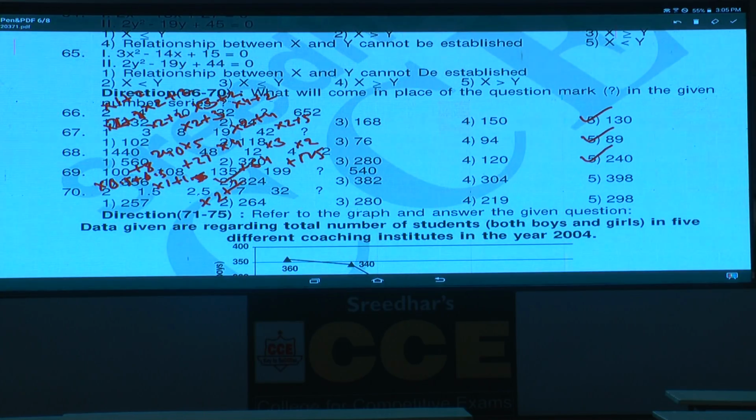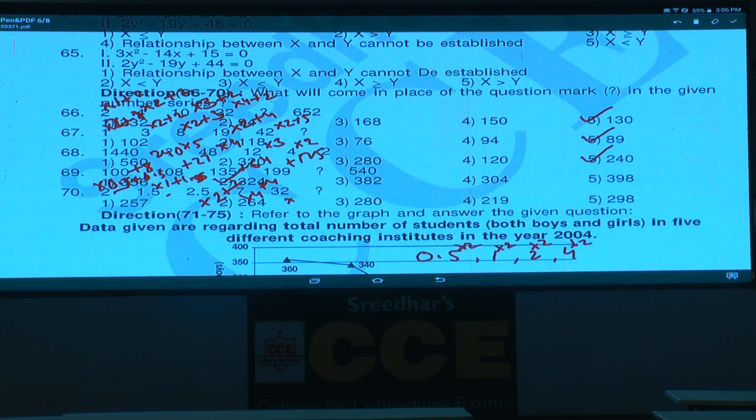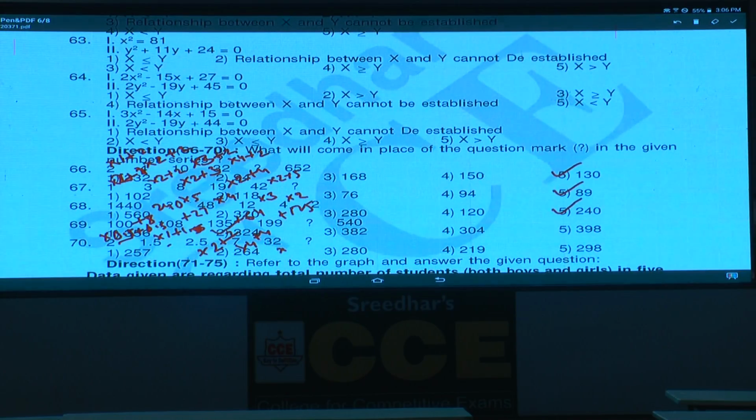2.5 into 2 is 5 plus 2 is 7. 0.5, 1, 2, next one is into 4, plus 4. Next one must be into 8, because the multipliers, if you observe here, 0.5, 0.5 into 2 is 1, 1 into 2 is 2, 2 into 2 is 4, 4 into 2 is 8, and so on. This is how we are relating it. And finally, 32 into 8 plus 8. 32 into 8 is how much? 30 into 8, 240 plus 16, 256 plus 8, that is 264, again given in choice 2.